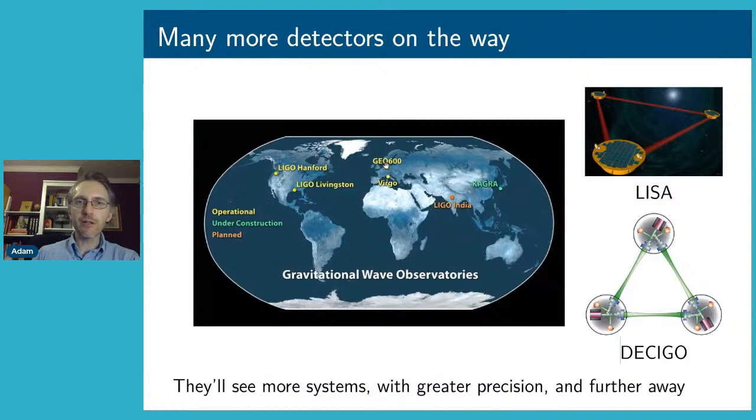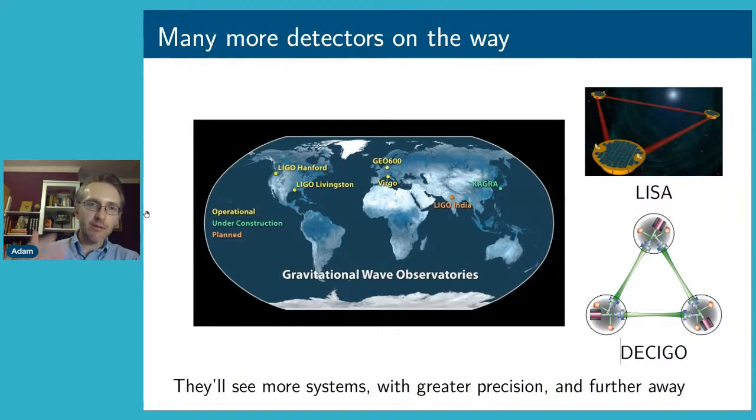There's an older detector, GEO 600, that was just there to test technology. It's not good enough to actually detect anything. So we've got these four detectors up and running. Within the next decade, there's going to be another LIGO detector in India. They've already started excavating the grounds for that and building it.